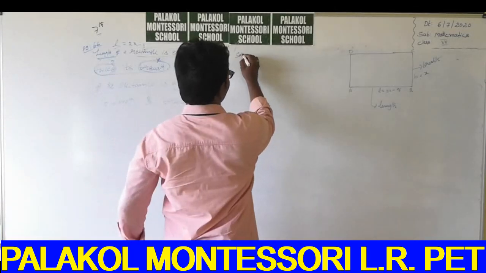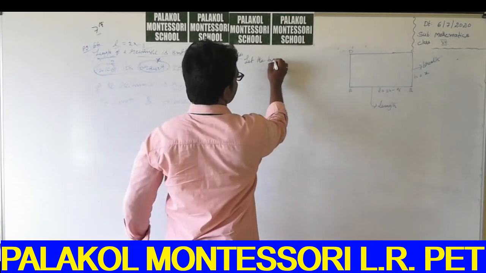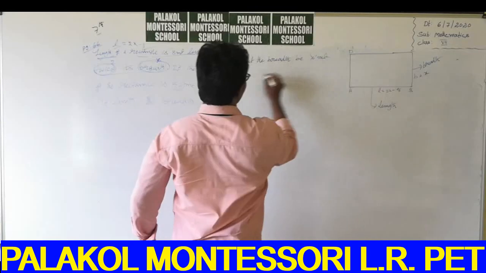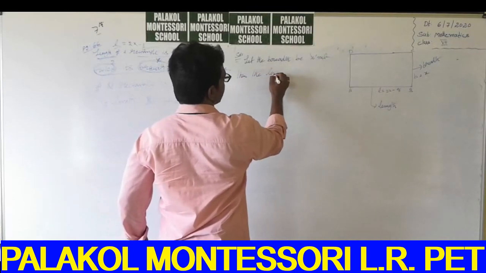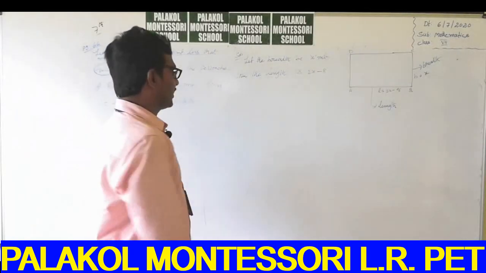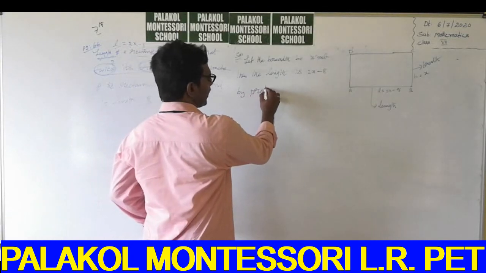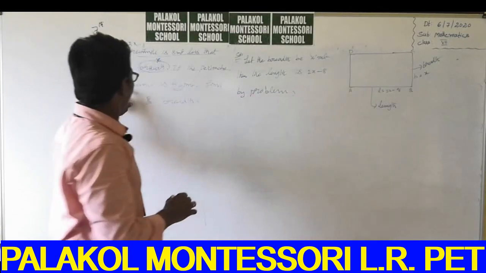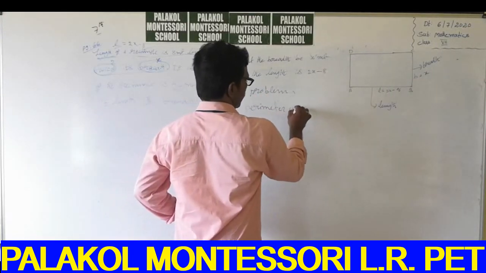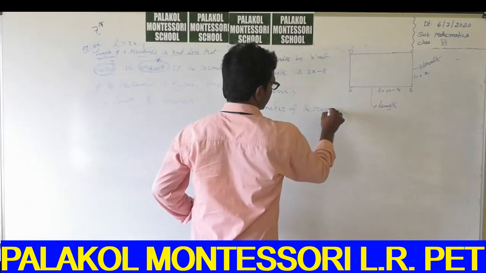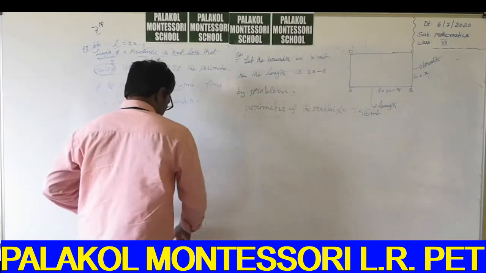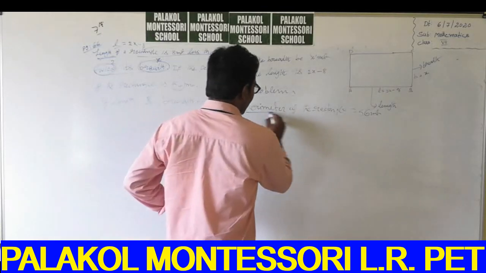Now, solution. Let the breadth be x meters, then the length is 2x minus 8. By the problem, the perimeter of the rectangle is equal to 56 meters. What is the perimeter formula of a rectangle?